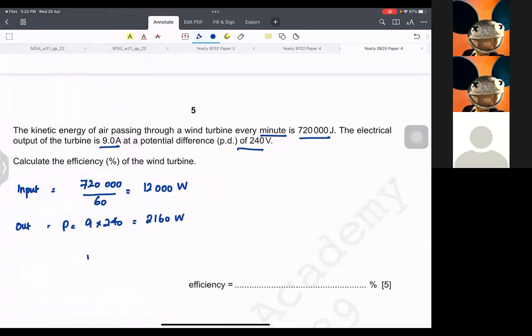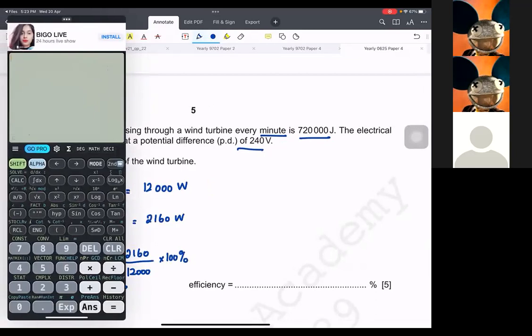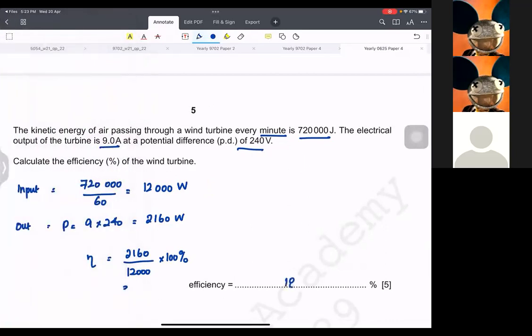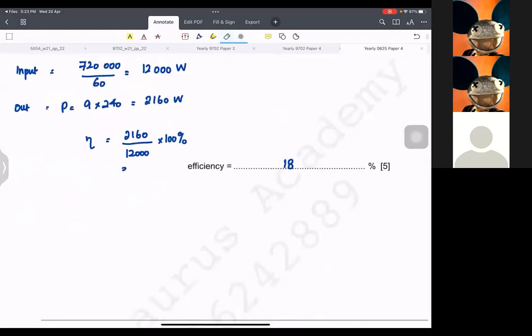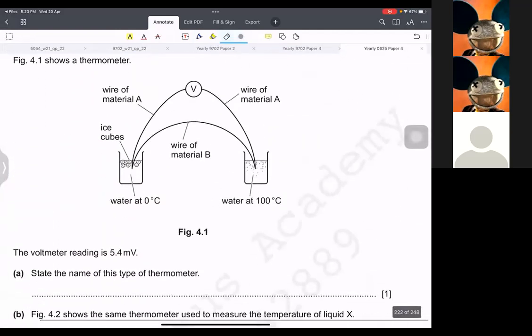Now efficiency is equal to output over input times 100%. So let's do it. So this is 18%. We've already been given the percentage, we don't need to write it like that. This was pretty simple.